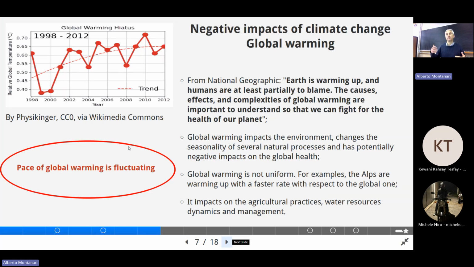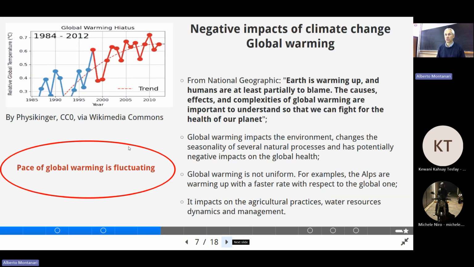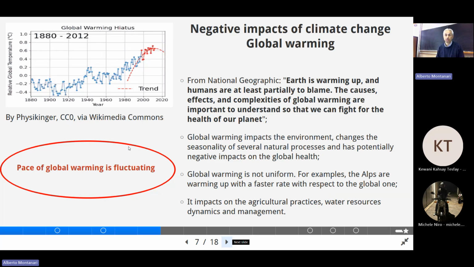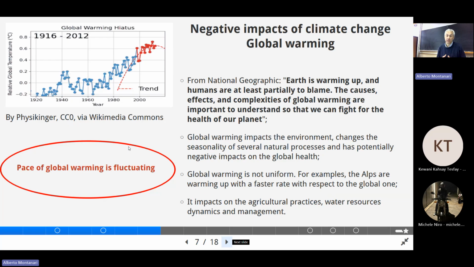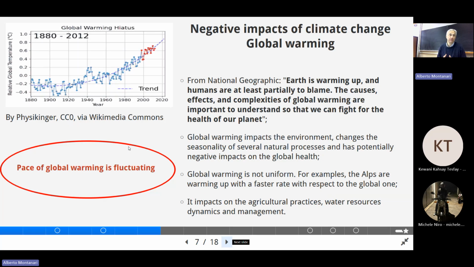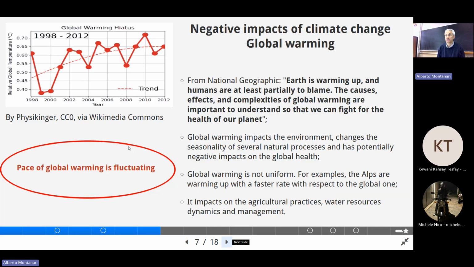Okay, let's discuss some negative impacts of climate change. This is a quotation from National Geographic. So it's an important source of information. National Geographic is not really a scientific reference. It's a reference that is conceived for dissemination. The purpose of National Geographic is dissemination to the public. It's not really dissemination to scientists, but it is indeed an important reference.